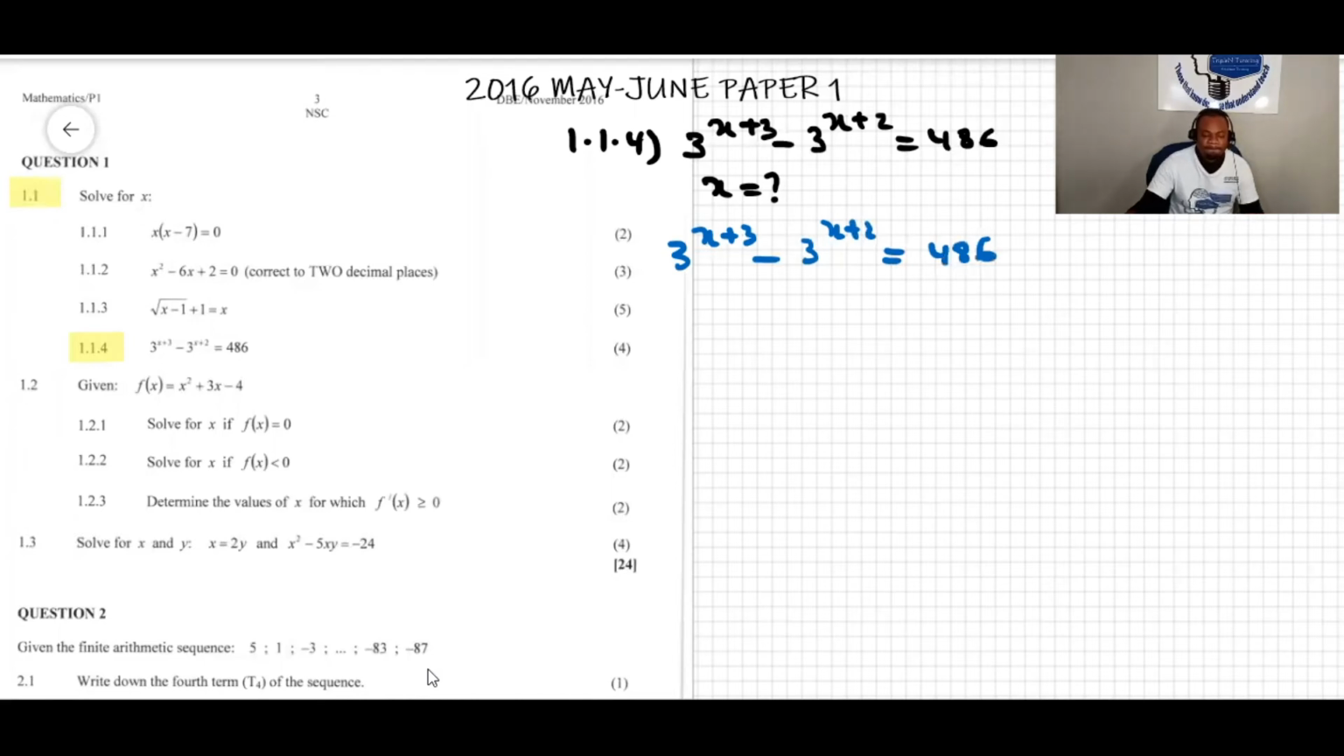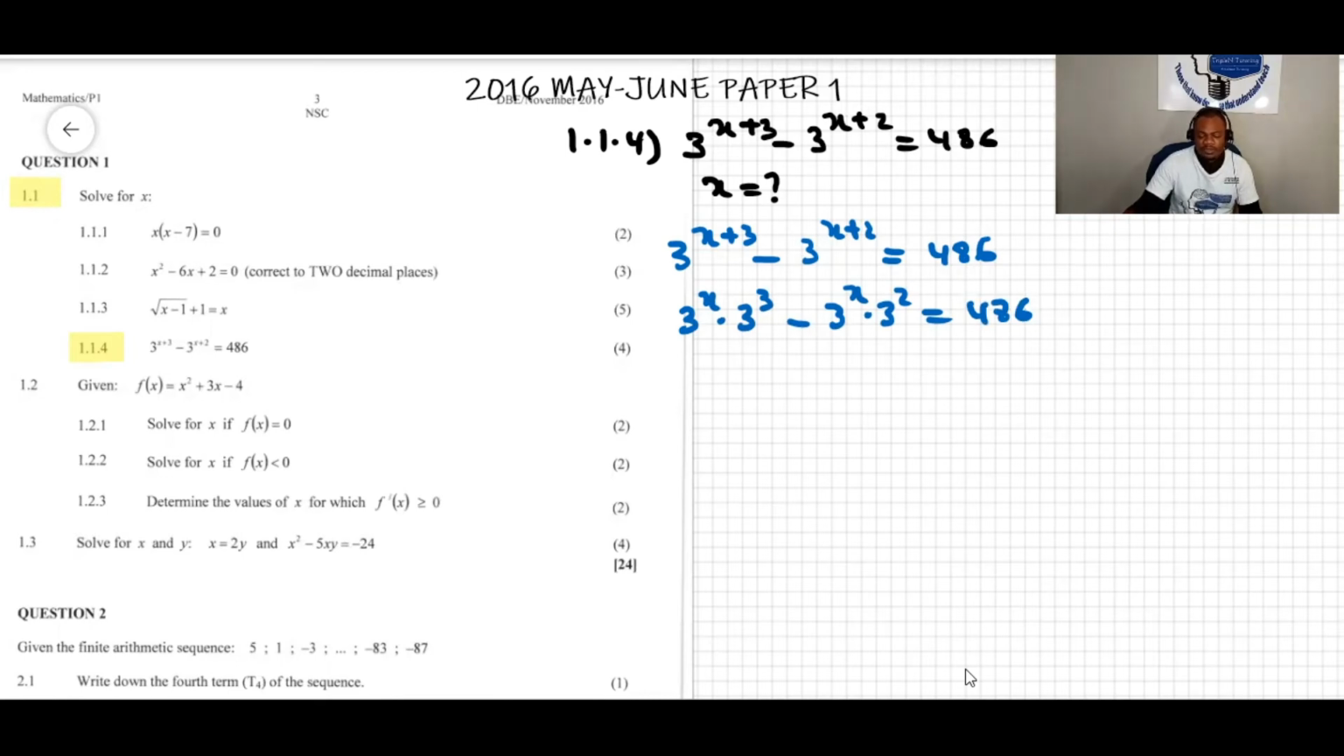Now, what can we do here? We can break down these exponential terms. I meant to say terms. We can break them down, like, I can write 3 to the power of x times 3 to the power of 3 minus 3 to the power of x times 3 to the power of 2 equal to 486. I'm going to write here 486.